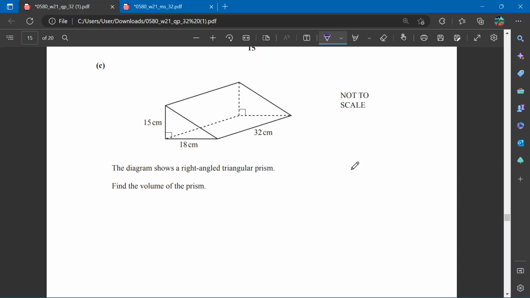Question C, we want us to work out the volume of the prism, not the surface area. Don't get these things confused. Best thing here to do is work out the area of the front face, which works for any prism. So the area of a triangle is half base times perpendicular height, which is half the base being 18, the height being 15.